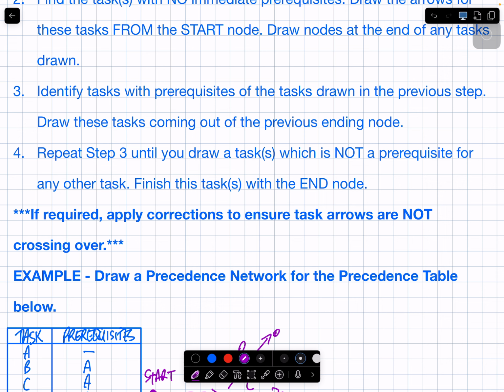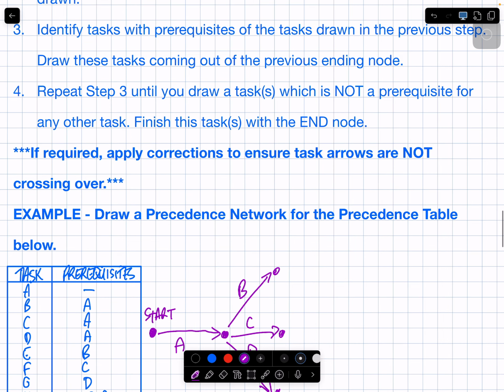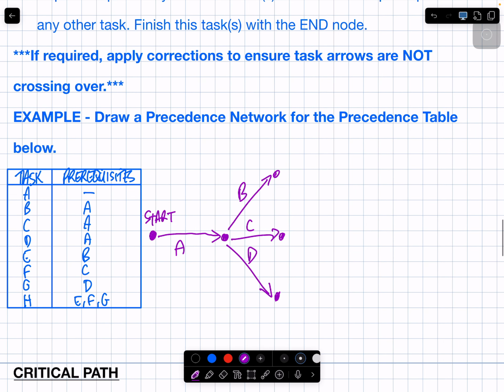Step 4, keep doing step 3 until you draw a task that is not a prerequisite for anything else. When you get up to that task, you finish it off with the end node. So we're going to repeat 3. What did I just draw? I just drew B, C, and D. Which task has B as a prerequisite? E. So I'm going to draw that coming out of B. The angles don't matter that much.